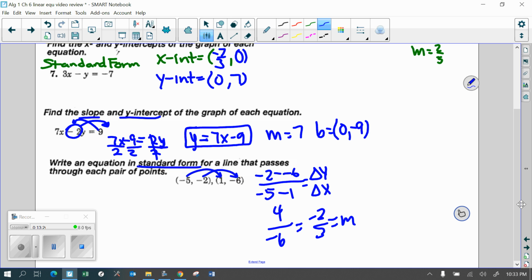So now I'm going to pick the point with the least amount of negatives. So y plus 6 equals -2/3 times the quantity x minus 1.